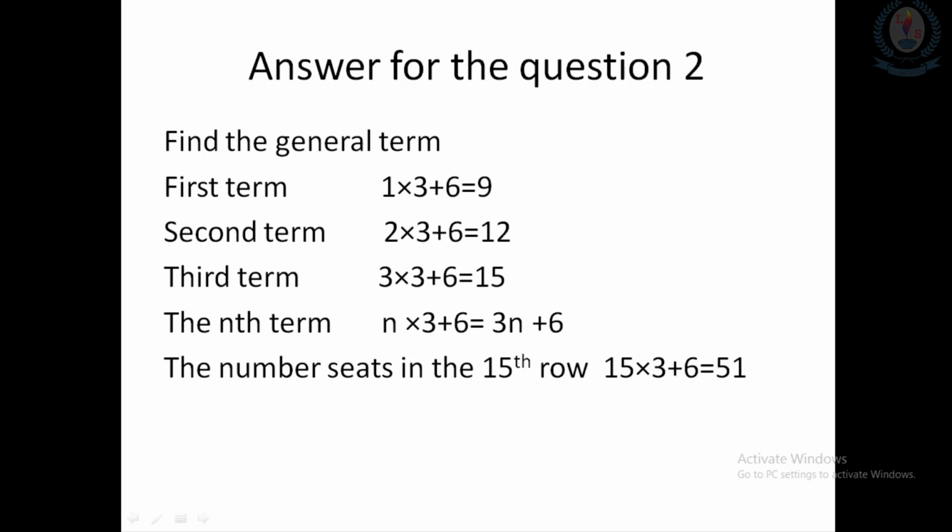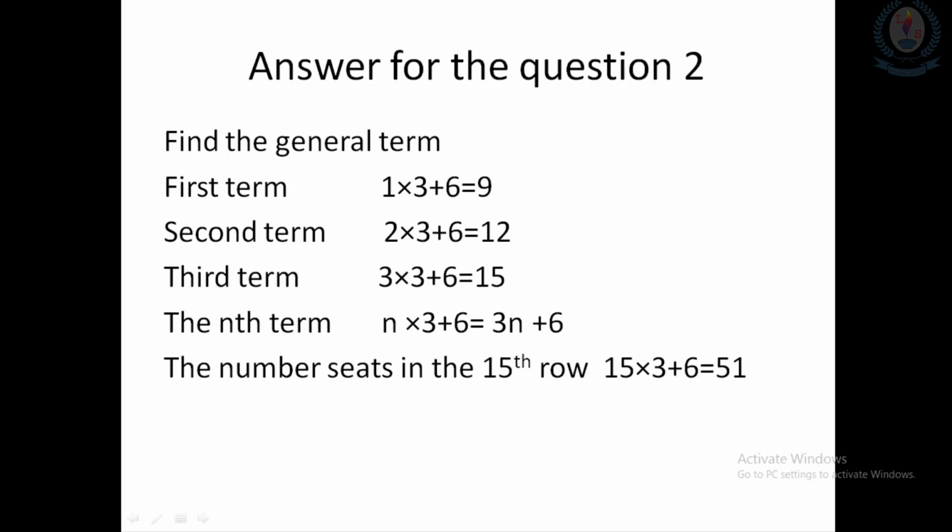Answer for the second question. Find the general term. The first term is 9, the second term is 12, the third term is 15, so the common difference is 3. To find the first term, take 1. 1 multiplied by the common difference 3 is 3. From 3 we want to make 9, so you have to add a number. What is the number you have to add? 6. 1 into 3 is 3, and 3 plus 6 is 9.